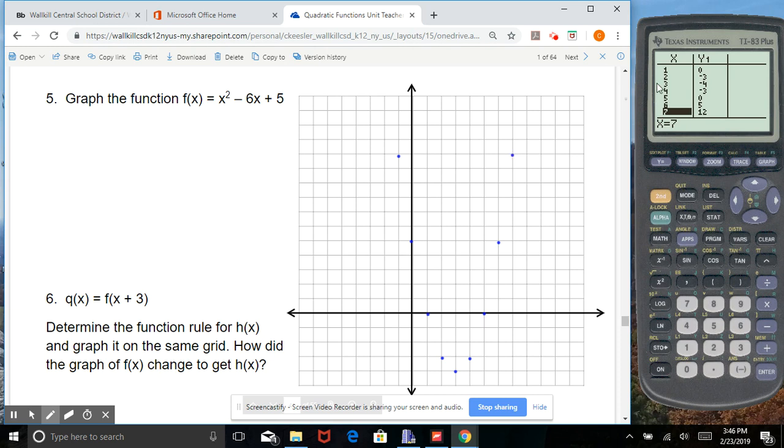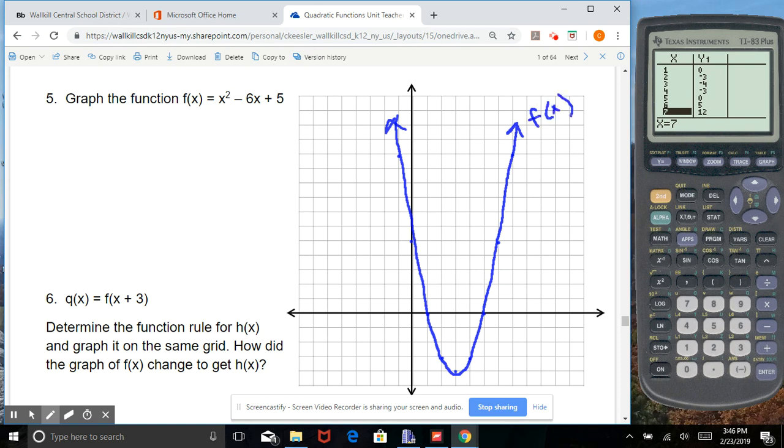Then neatly draw your line through your points. Arrows on each end. Label it with the function f of x.